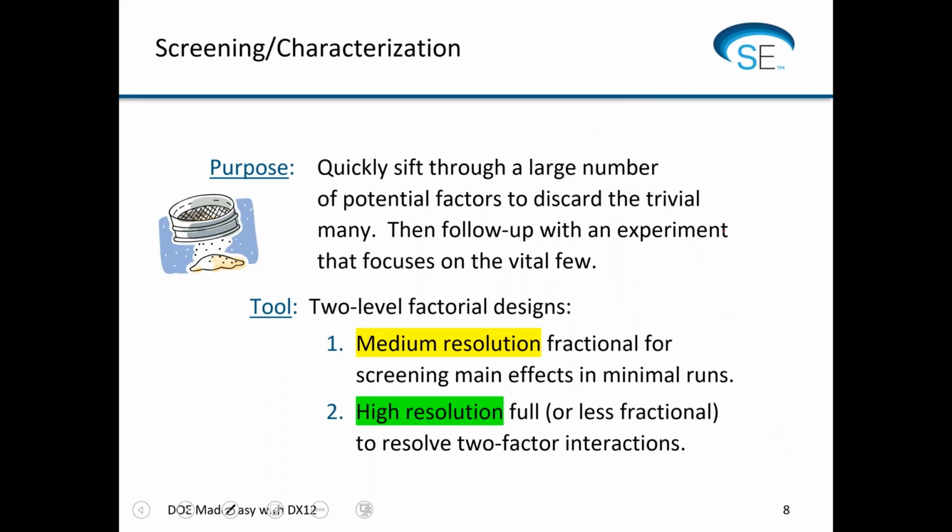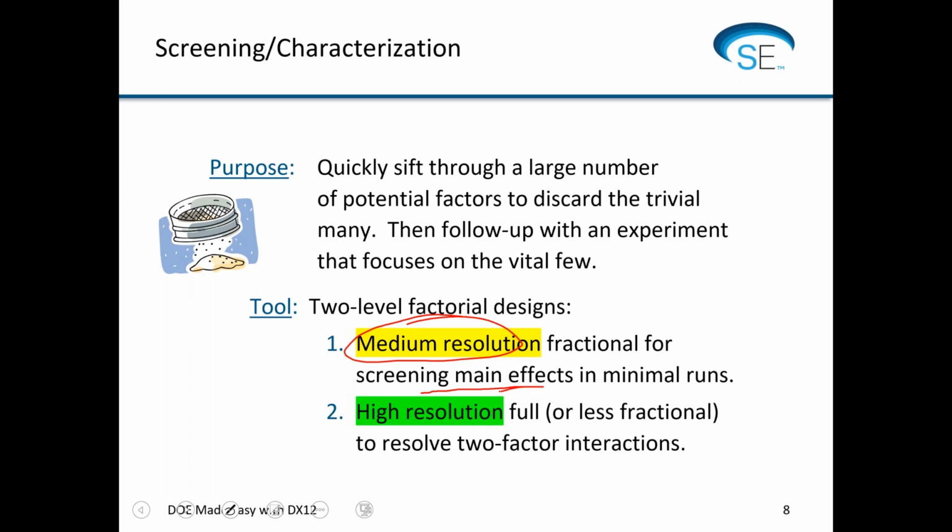So let's talk about 2-level design in a little more depth. The 2-level design that was developed by Sir Ronald Fisher in the 20s and 30s is very, very effective, as I've mentioned, and efficient. But if you use it in a smart way, in an iterative fashion, by first doing a medium resolution design, which we color code yellow, that just is used to screen main effects and try to screen down to fewer factors that are the vital factors.